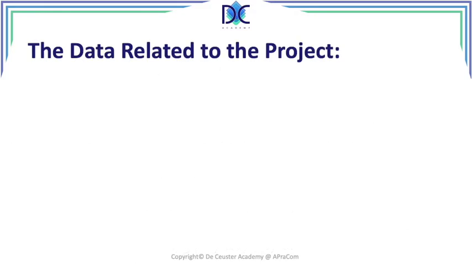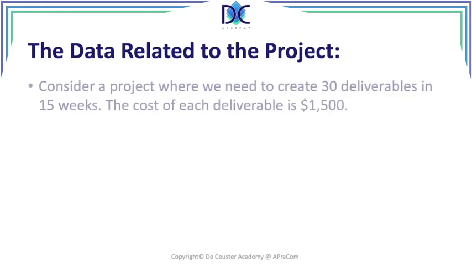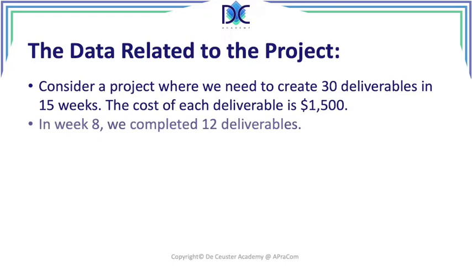So let's have a look at this exercise. What are the data related to our project? We have a project where we need to create 30 deliverables in 15 weeks. This means 2 deliverables per week, and the cost of each deliverable is $1,500. The next thing we know is that in week 8 we completed 12 deliverables. These data are sufficient to calculate different parameters already.